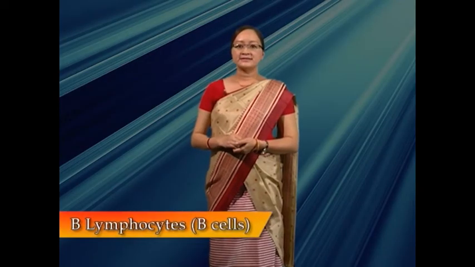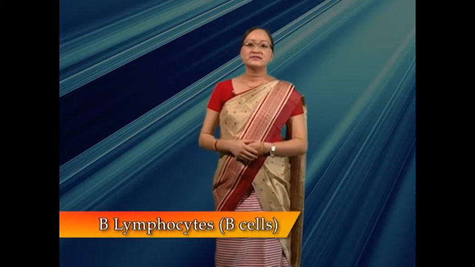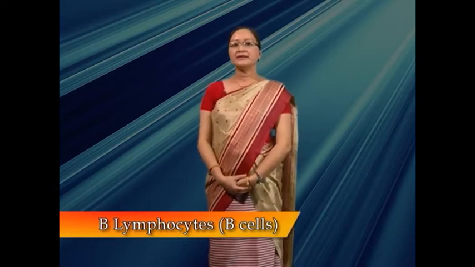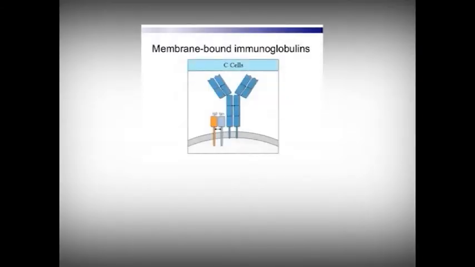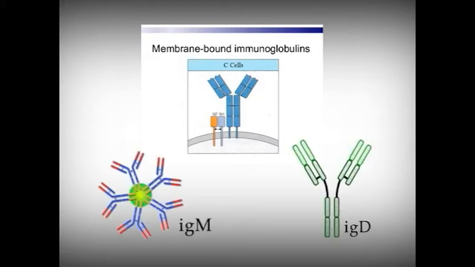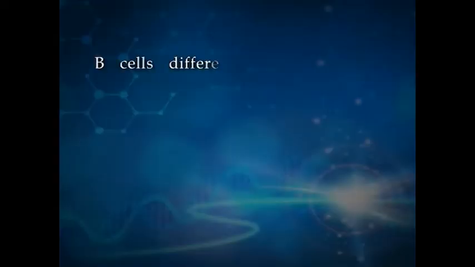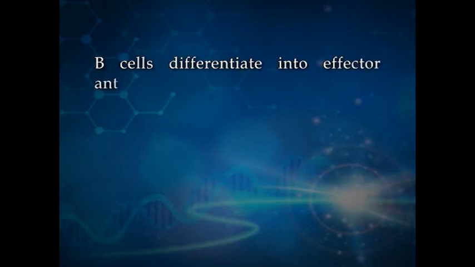B lymphocytes or B cells. B lymphocytes mature in the bone marrow in a number of mammalian species including human beings and mice. Mature B cells display membrane-bound immunoglobulins, particularly IgM and IgD, as receptors for antigens. After antigen activation, B cells differentiate into effector antibody-secreting plasma cells and memory cells.